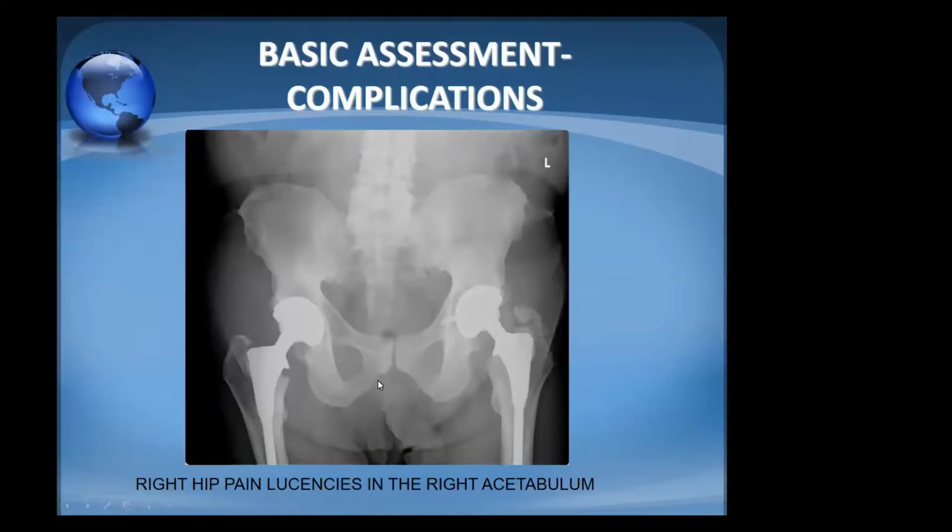For the plain film lucencies in the right acetabulum, we can see them here, spotted here, alongside the soft tissue more prominence, again in keeping with metallosis.